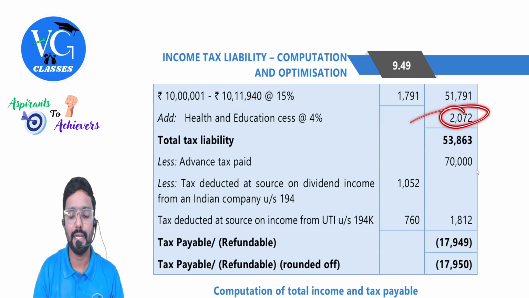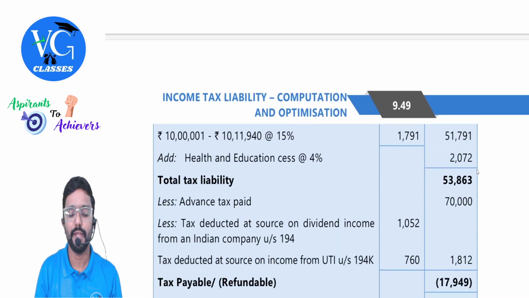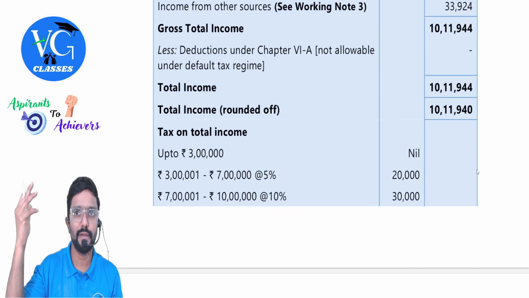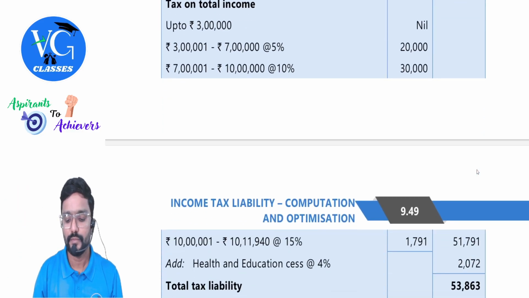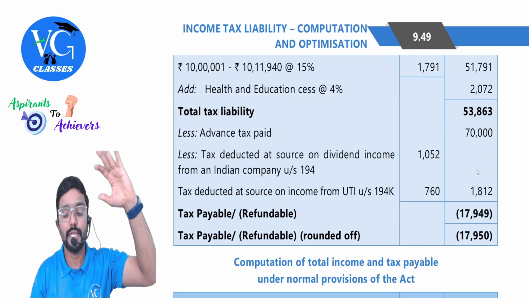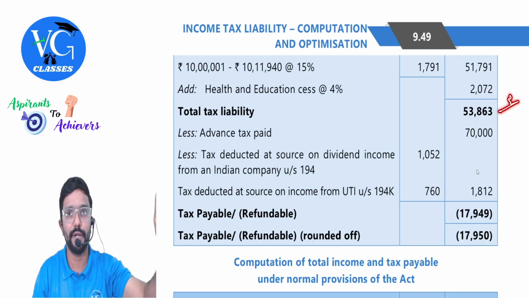Plus 4% health and education cess on gross tax liability. So 51,791 into 4%. No rebate here, because income is more than 7 lakh by a bigger amount. Yes, sir. So final tax liability is 53,863, guys. They have given in the question, guys, don't stop it here, because in the question they have given about advance tax and all, you have to reduce it.